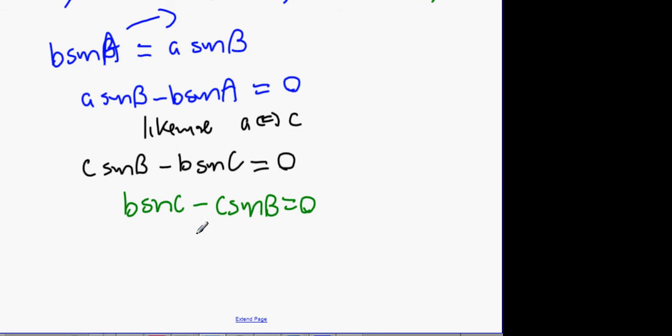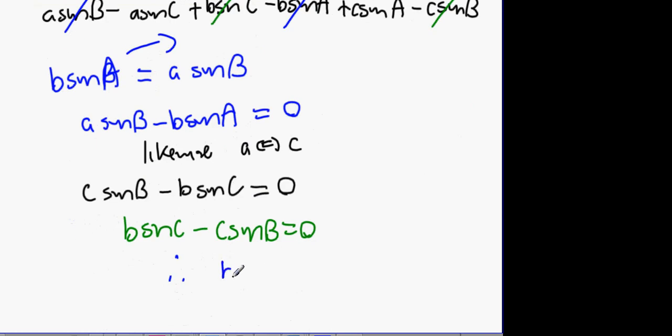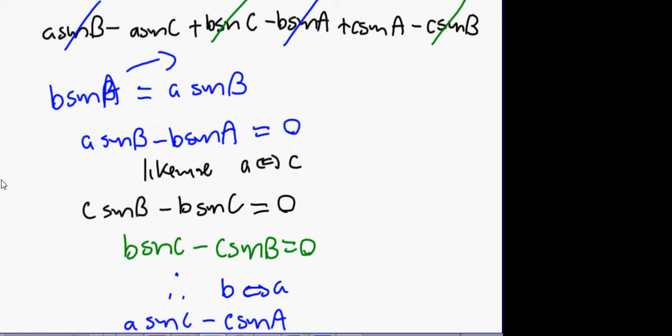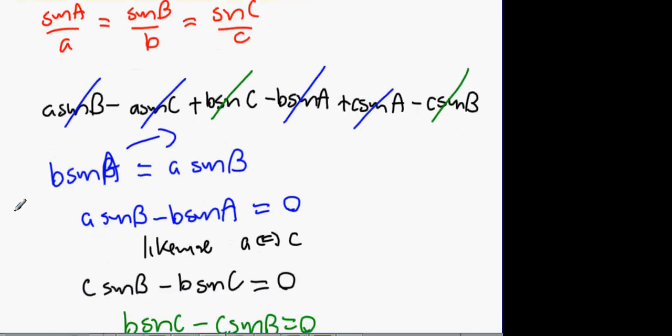And then finally, the last one involves A and C. Means get rid of your B's. Replace all B's with A's. And what we're going to get is A sine C equals C sine A. So A sine C minus C sine A. There's A sine C and C sine A. And they cancel out. So you end up with 0 equals 0. That's how you do that one.